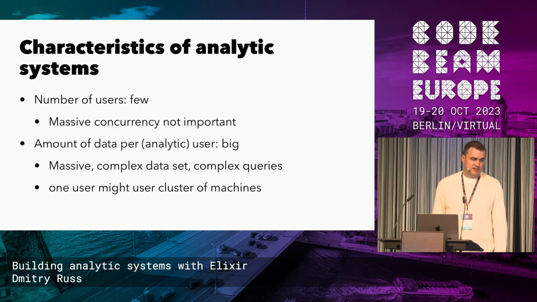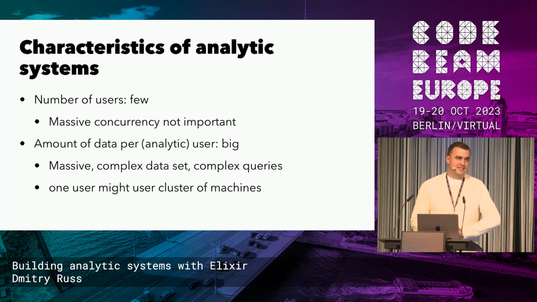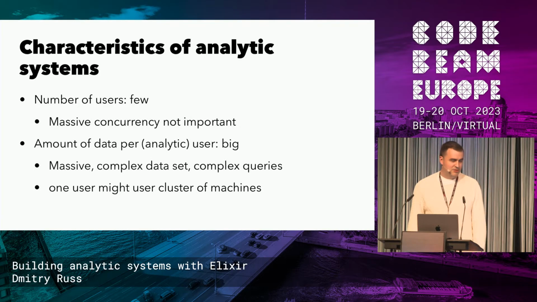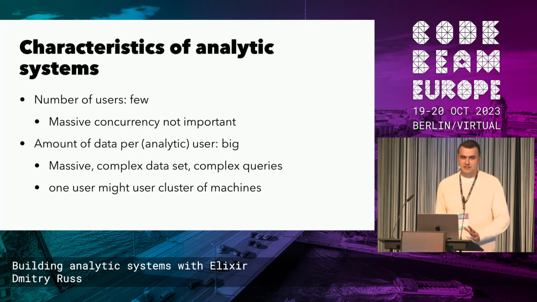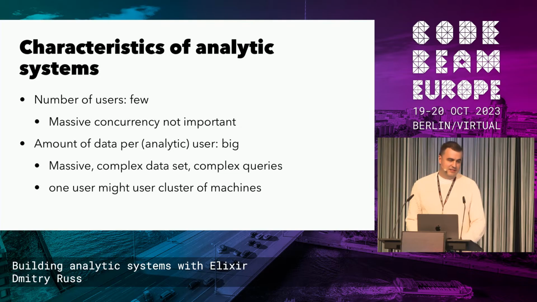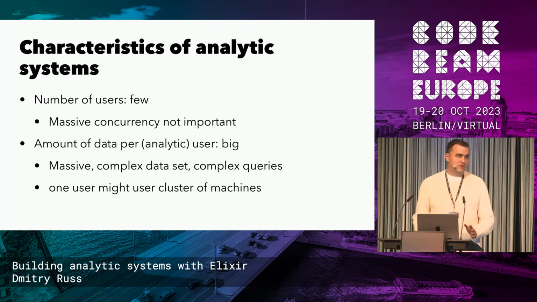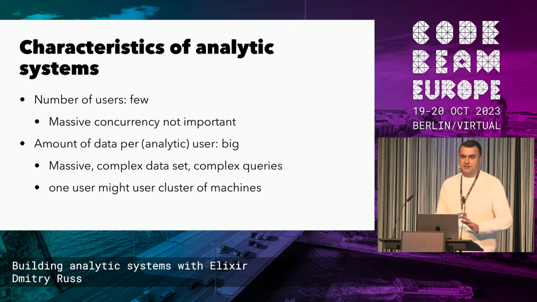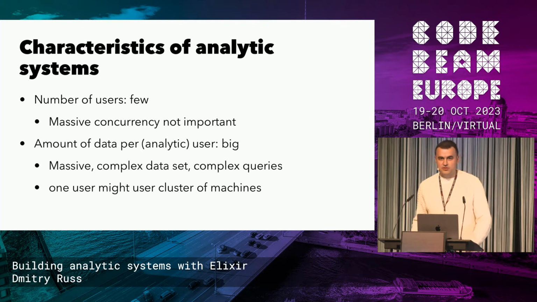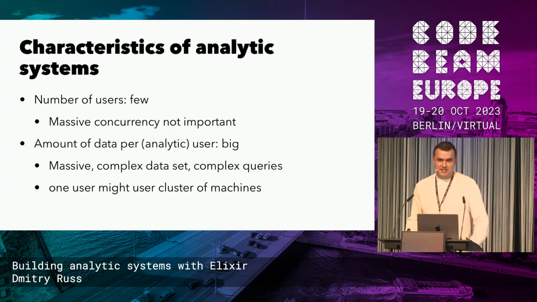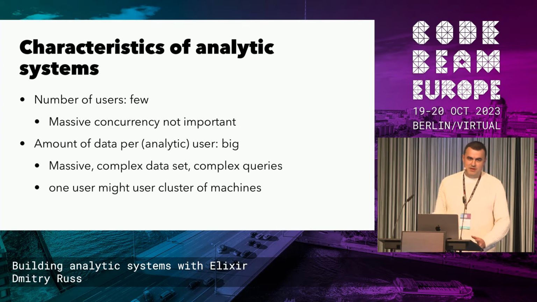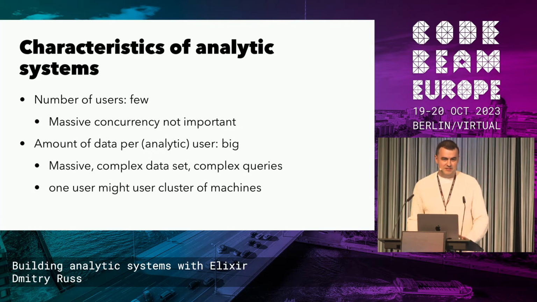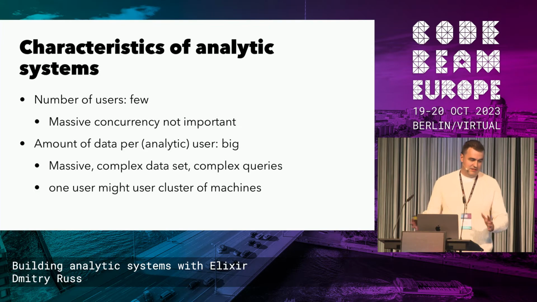Some characteristics of analytic systems. With most systems which are built with Elixir, except of course for some, the number of users which you have is a few. So that means in a case like WhatsApp, you do not care much about massive concurrency, about a lot of processes which you can start. So in most cases you have a few users, maybe even just one user, or like 10, 15, depending.